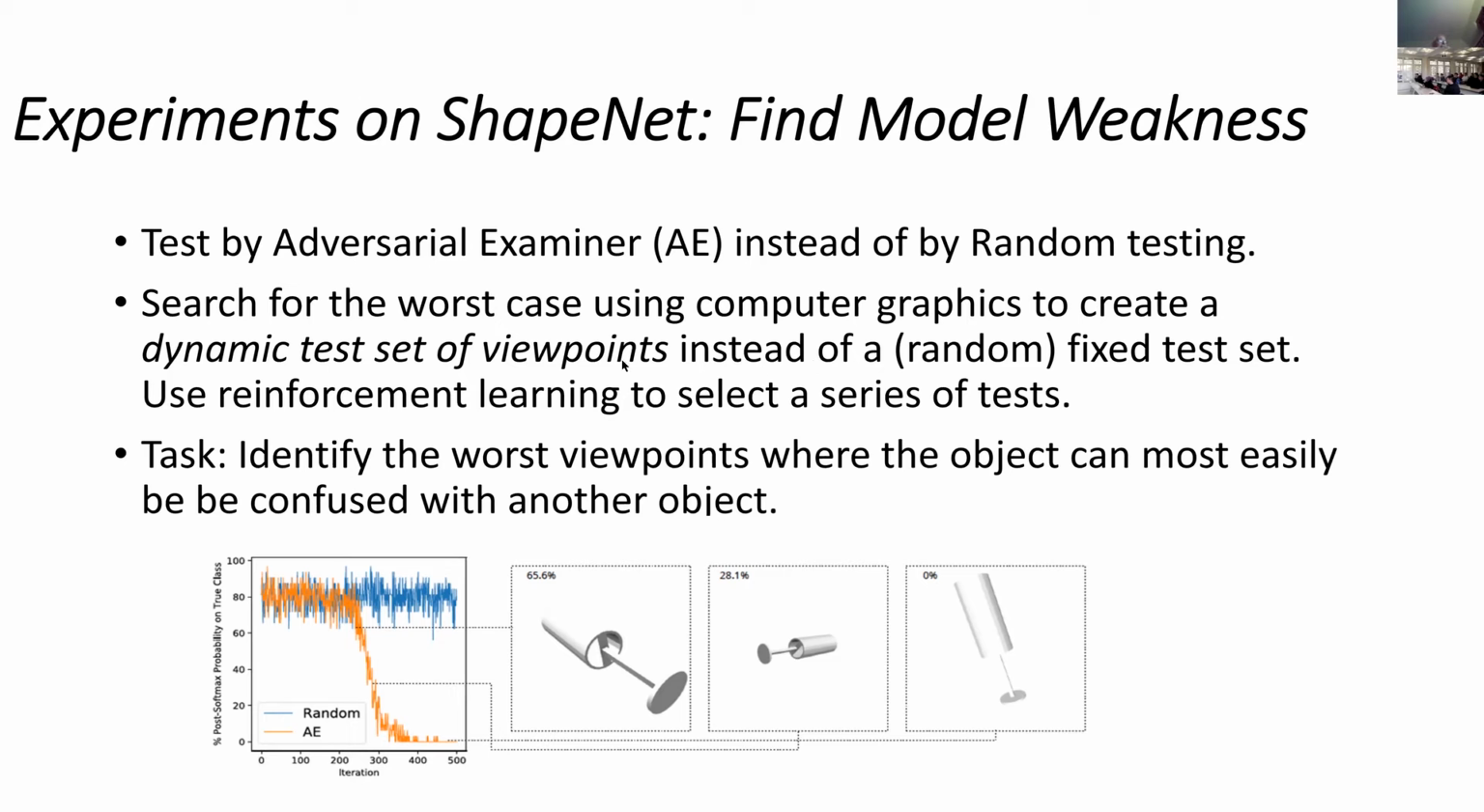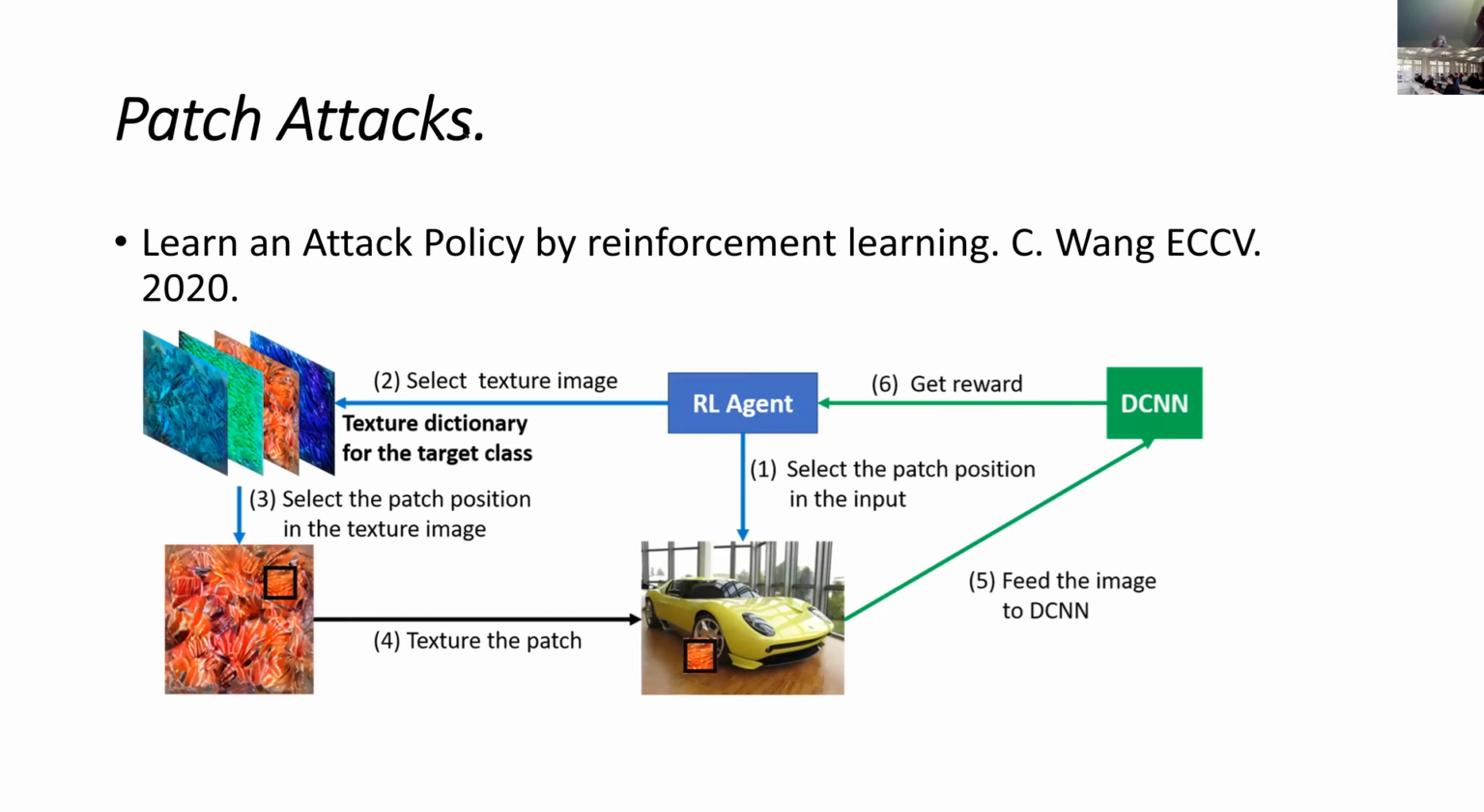The patch attacks that Chenlin Wang did were somewhat similar. You have a very advanced deep network that works perfectly if there were no patch attacks at all. You create a texture dictionary of possible patches. You learn a policy using reinforcement learning, which allows you to take patches or sub-parts of patches to put them on the image, creating new images and seeing whether that affects the performance of the network. And these attacks are very successful.